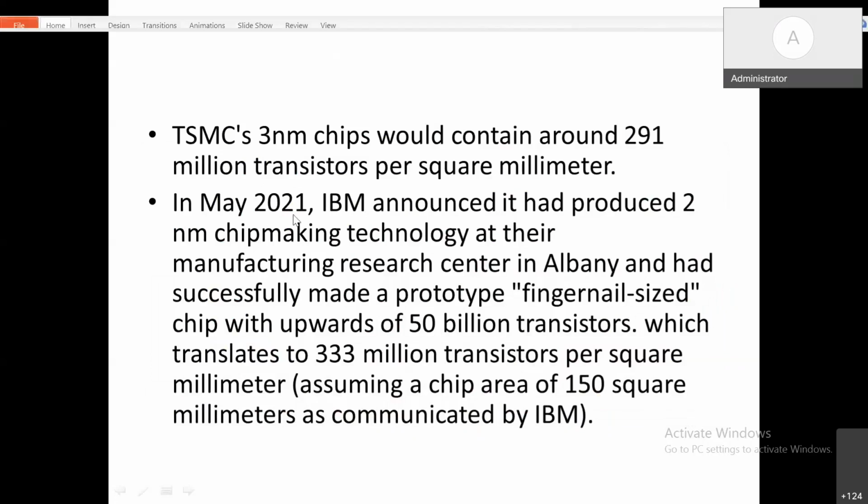In May 2021, IBM announced it has produced a 2 nanometer chip making technology with 50 billion transistors. It means 333 million transistors per square millimeter. So this is the current release last May. IBM has released a 2 nanometer chip making technology.